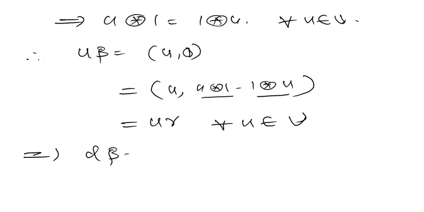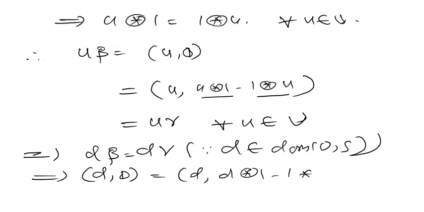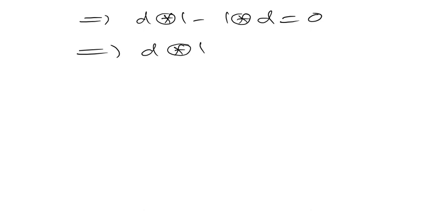So what's the definition of d beta? It's equal to d1, d0, d0. This is equal to d gamma, and what's the definition of gamma? It's d tensor 1 minus 1 tensor d. So these two ordered pairs are equal. It means that 0 is equal to d tensor 1 minus 1 tensor d. So this implies d tensor 1 minus 1 tensor d is equal to 0. So these two elements must be equal, as required. So that is the proof of this theorem.